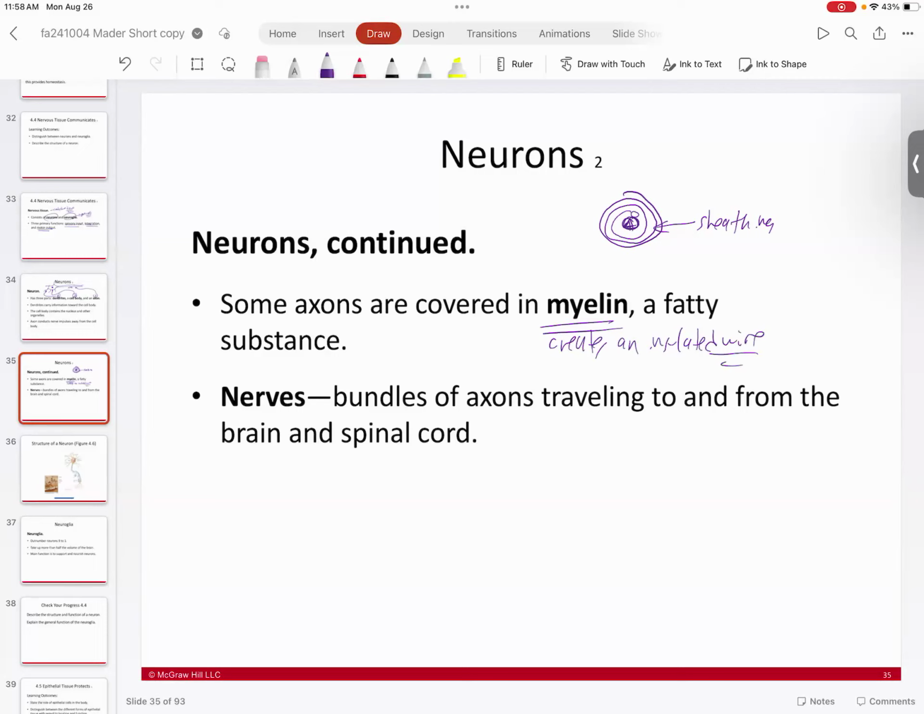That's basically what it is. So it serves the same function as insulation on a wire. It basically allows the axon to communicate these electrical impulses down the axon. Now, generally speaking, whenever we have these axons covered by the myelin sheath, we have them clustered together. We get a bundle of axons traveling either to the brain or through the spinal cord to your body. We call it a nerve. So a nerve is actually a bundle of axons themselves.